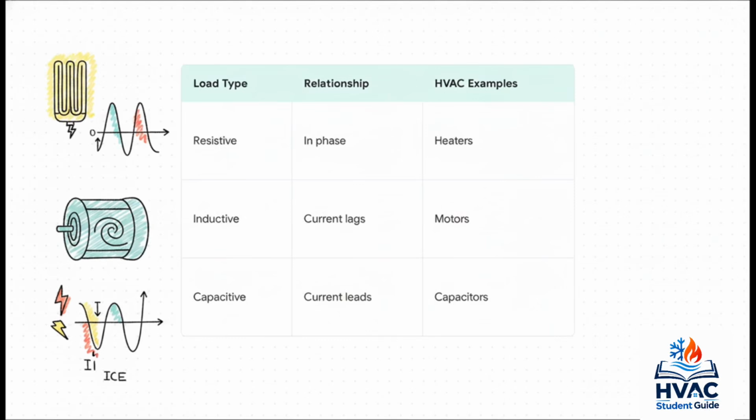But for inductive loads, like your motors and coils, current lags behind the voltage. That is the ELI part. In an inductor, E, which is voltage, leads I, which is current. Now, in a capacitive load, like your run capacitors, current actually leads the voltage. That's ICE. I leads E in a capacitor. Your capacitors are literally shifting the timing to give those motors the starting torque they desperately need.